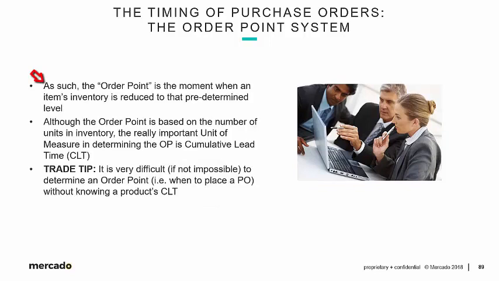As such, and this is important, the order point is the moment when an item's inventory is reduced to that predetermined level. Order point is about quantities of inventory, and when we get down to a certain point, that's when we order. Something super critical to mention in our second bullet: although the order point is based on the number of units in inventory, we've already said that, the really important unit of measure in determining the order point is cumulative lead times. Coming back to cumulative lead times, CLT as we'll call it, once again. We'll see why in just a slide or two.